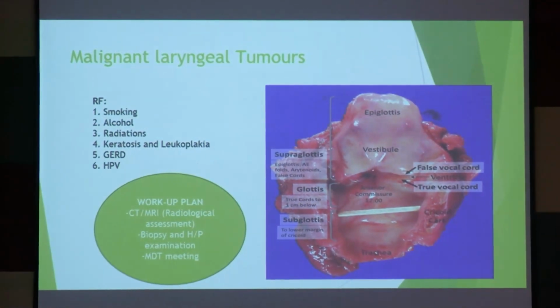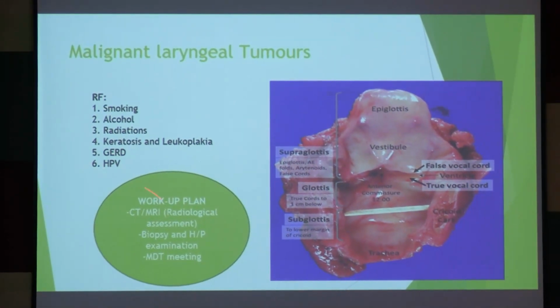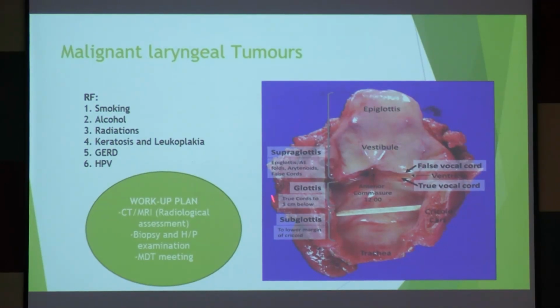And now coming into some malignant tumors. Most common tumor is squamous cell carcinoma. This is a cut section. Total laryngectomy has been done. What is the risk factor? Smoking. Next is alcohol. History of radiation.